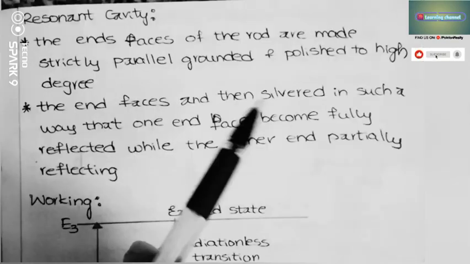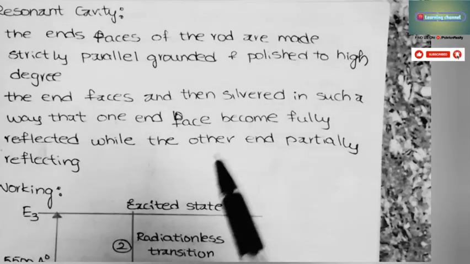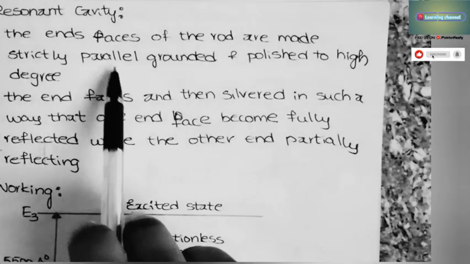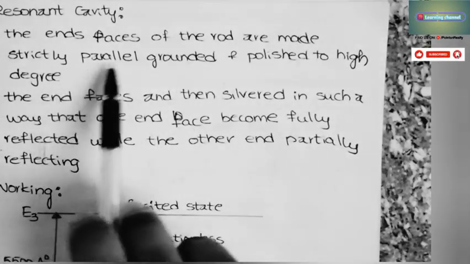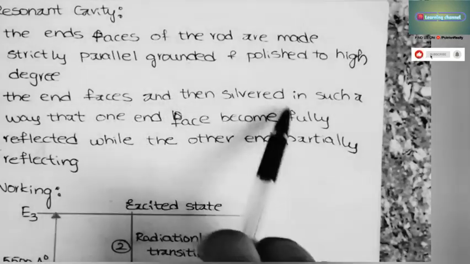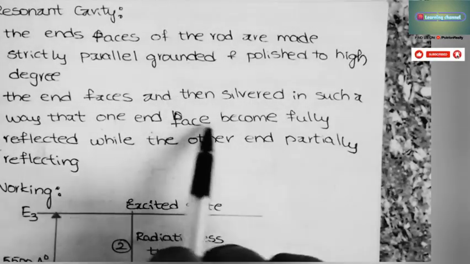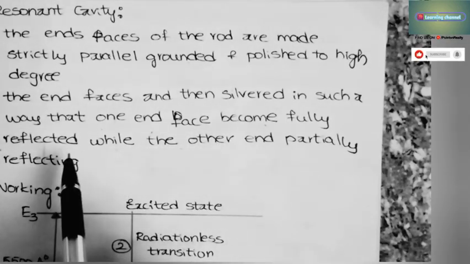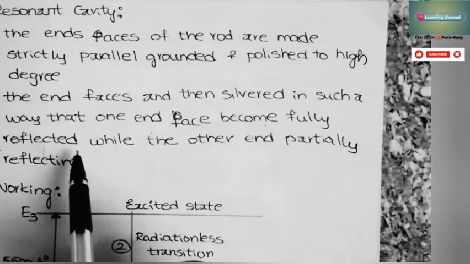Next, the third one is the resonant cavity. The end faces of the rod are made strictly parallel, ground and polished to a high degree, and then silvered in such a way that one end face becomes fully reflecting while the other end is partially reflecting. Let us see the diagram, then we can understand better.